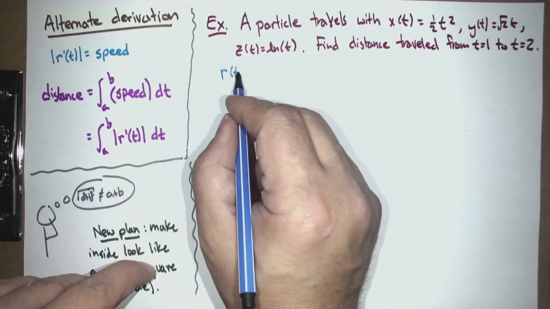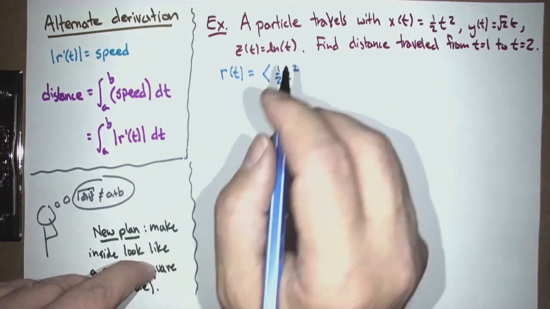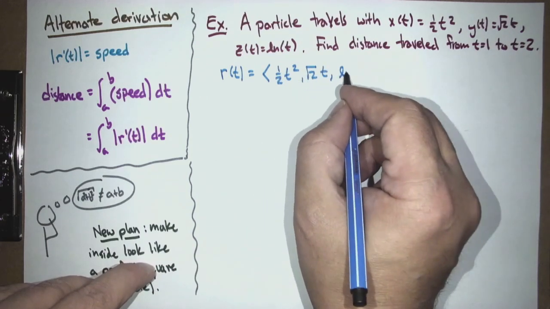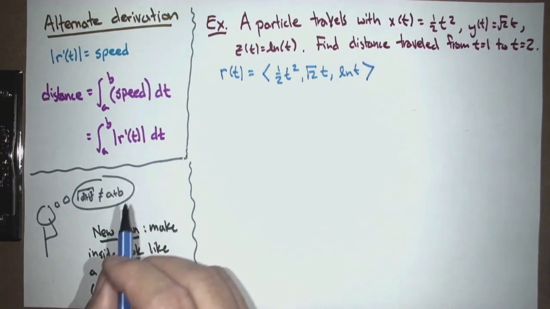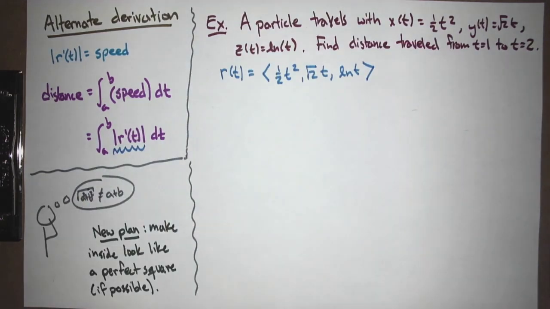Let's see what we can say. So we start with our distance formula. I like to start with r. Let's just put it into component form: a half t squared, root 2t, log t. And I want to compute this. So before I even start setting up the integral, I really want to spend time figuring out the magnitude of r prime of t. We're going to do a lot of stuff with magnitude r prime of t. We have today's lecture, and next time's lecture will also involve the magnitude of r prime of t. So let's get a handle on that.